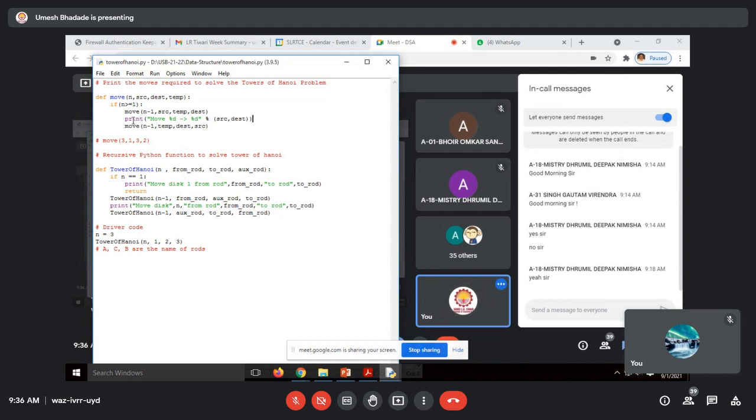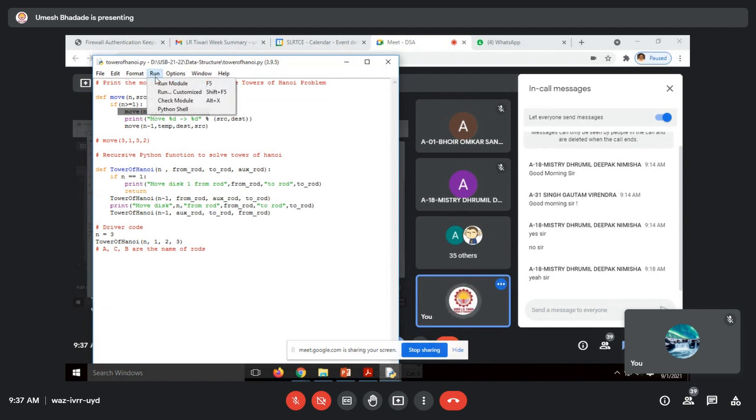We are moving the n-th diskette by printing the move, the diskette which we are moving from source to destination. And once we do that, then again we have to move n minus 1 from temporary to destination using source, right? So here what is happening? The source and destinations are changing after you move the top n minus 1 diskettes from source to destination.